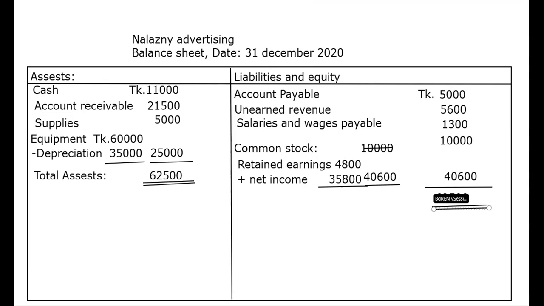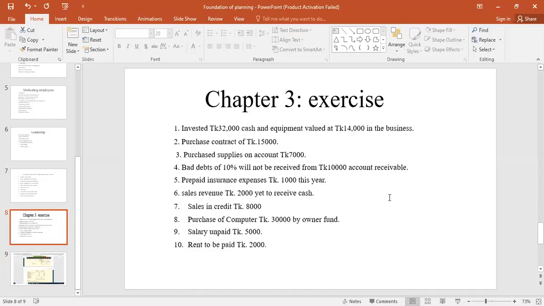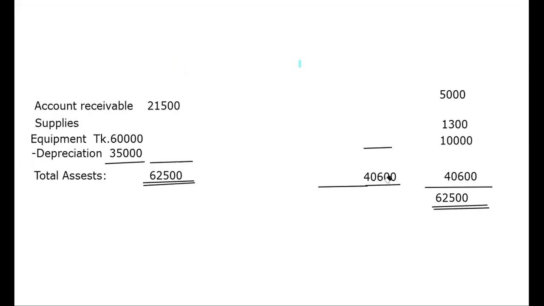Now we are going to jump to our second exercise, which is exercise 3. From this exercise you need to complete accounting equations, and all of you know that accounting equations consist of assets, liabilities, plus equity. This is our actual scenario of accounting equation that needs to be completed.